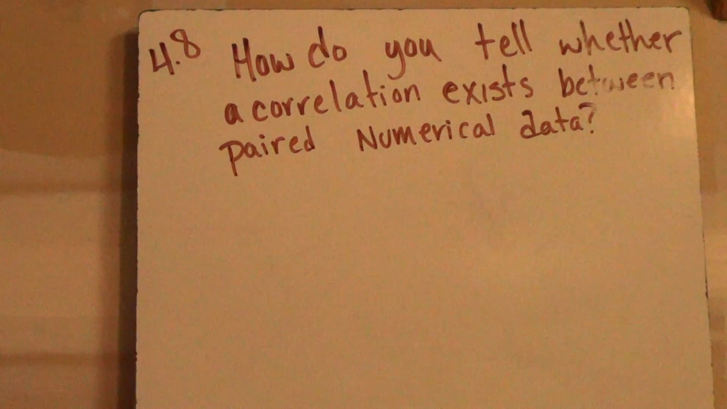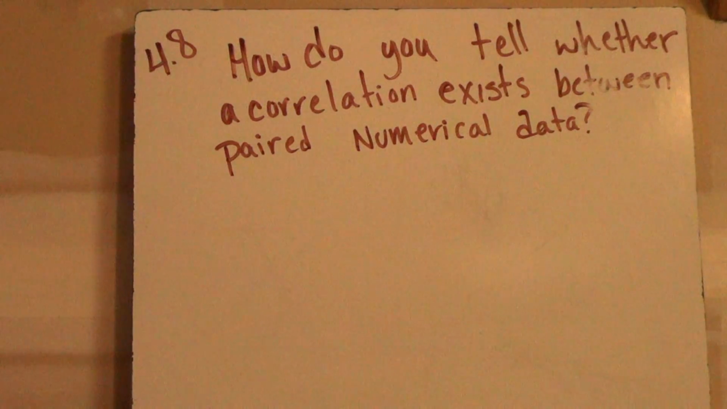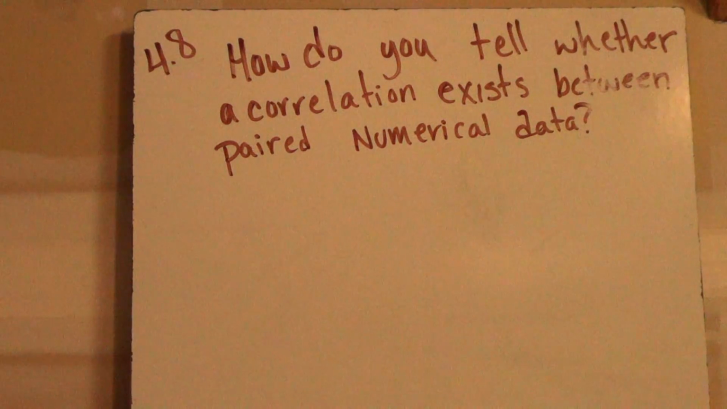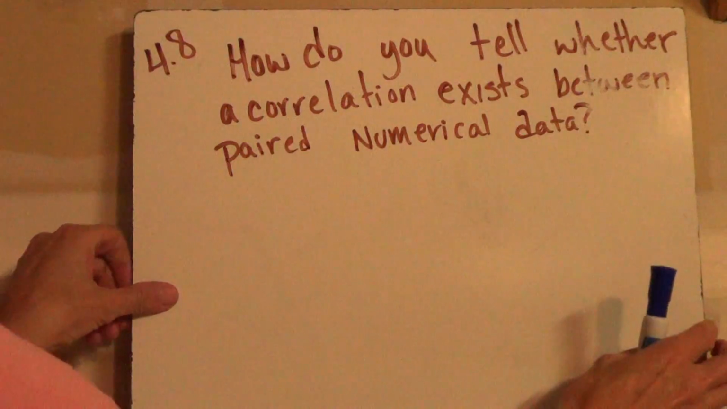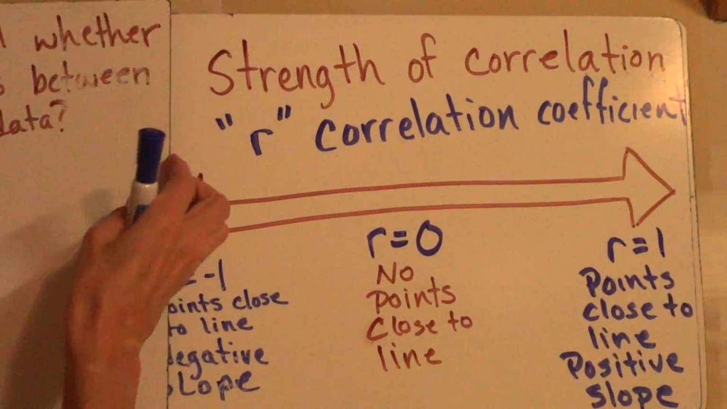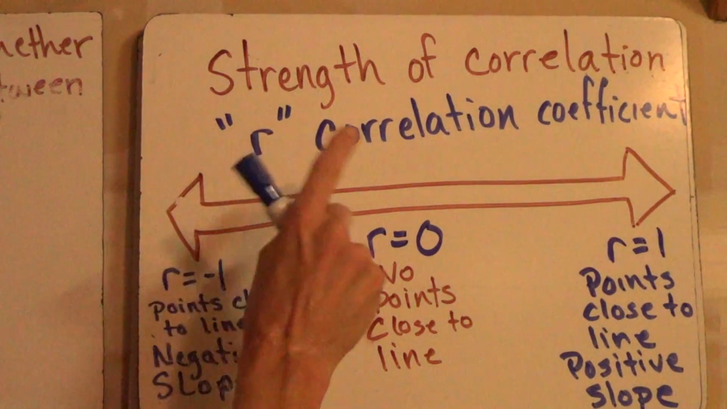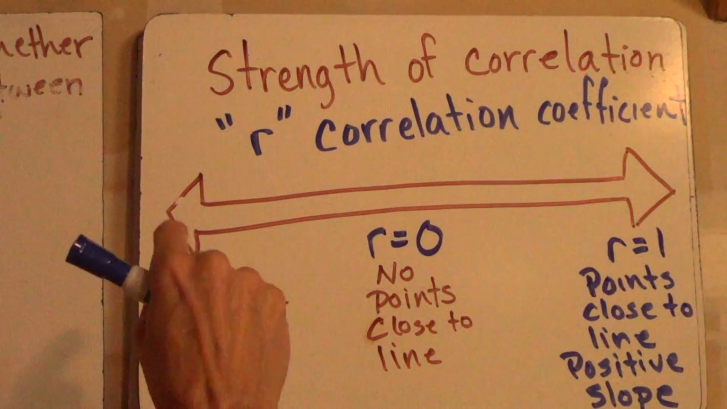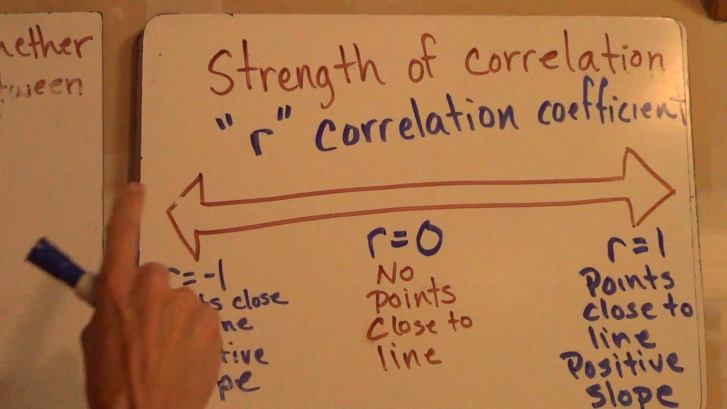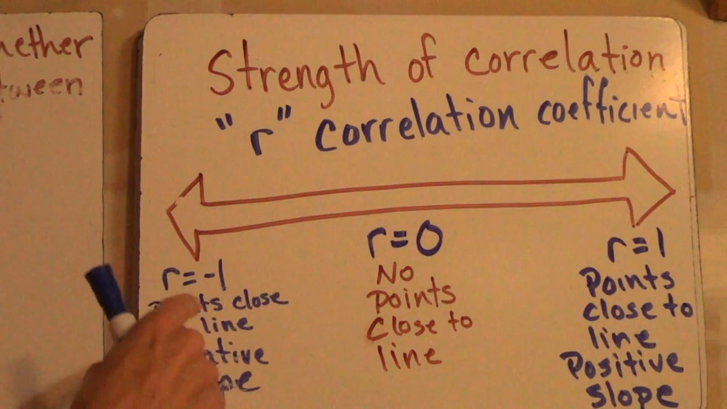This is 4.8. How do you tell whether a correlation exists between paired data? In this lesson, we're going to show you how that works. The strength of correlation is R, what we call a correlation coefficient. Here's what I want you to watch. I'll show you how to calculate R.